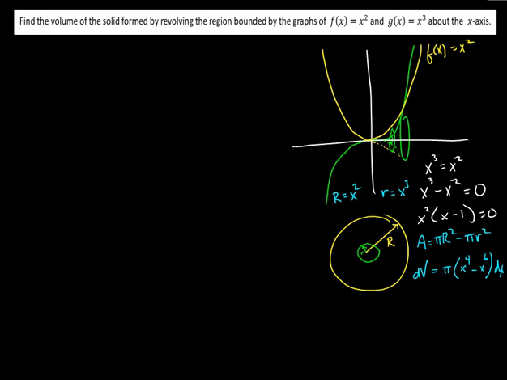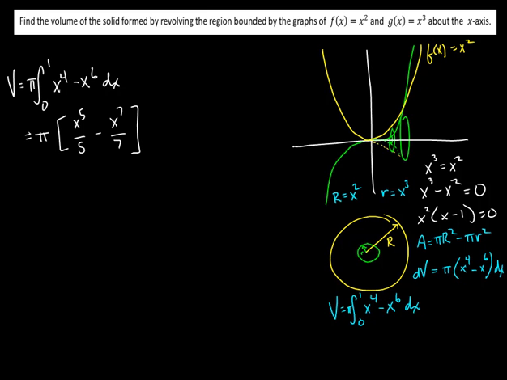The entire volume would be given by pi times the integral from 0 to 1 of x to the 4th minus x to the 6th dx. And so we have completed setting up the problem, and the rest is straightforward. So we have pi times the integral from 0 to 1 of x to the 4th minus x to the 6th dx. And the antiderivative would be x to the 5th over 5 minus x to the 7th over 7, evaluated from 0 to 1. Of course, all multiplied by pi on the outside.